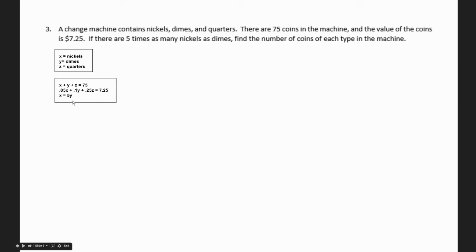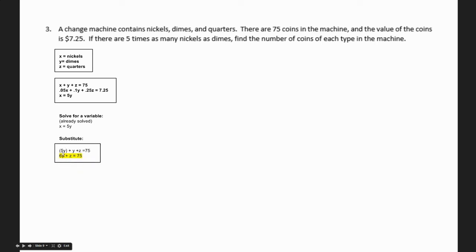And then x equals 5y. There are 5 times as many nickels as dimes. So there would have to be 5 times as many nickels as dimes. So x equals 5y. And so now you want to solve for a variable. Of course, this one's already solved for you. So x equals 5y.